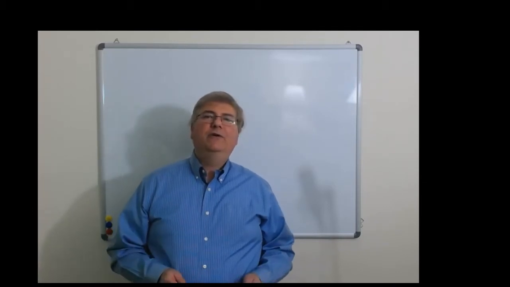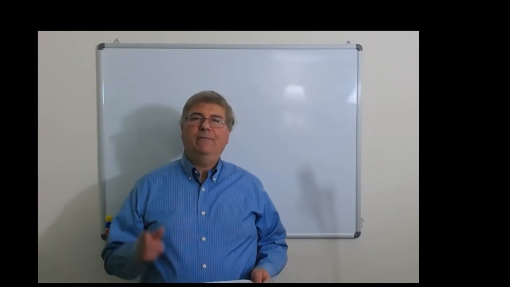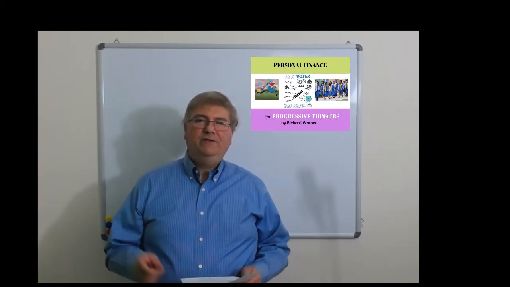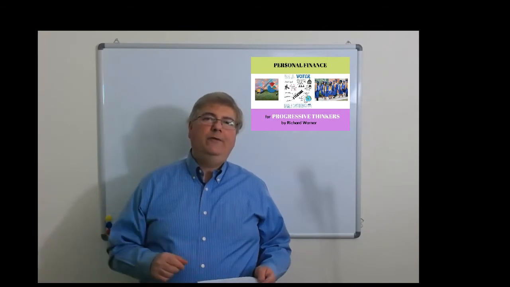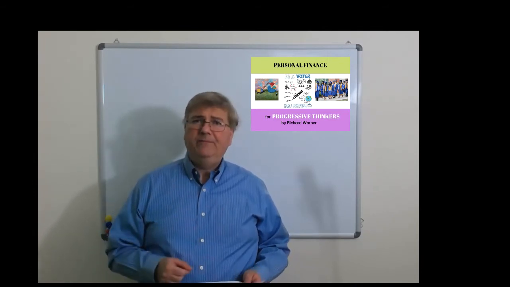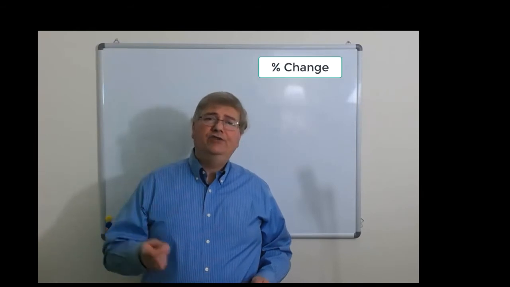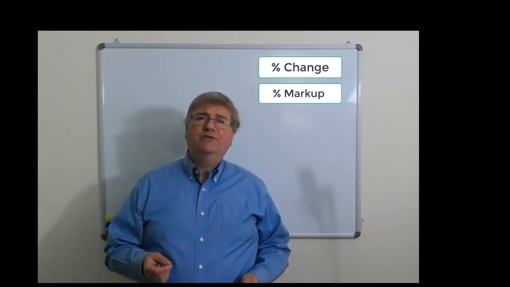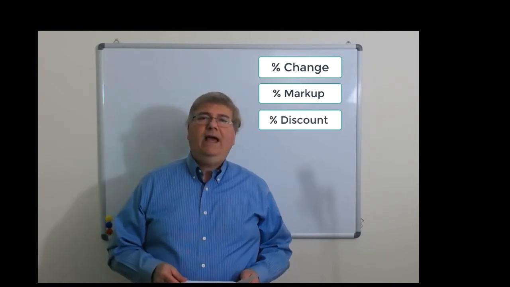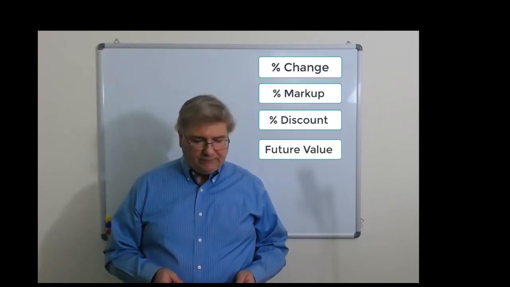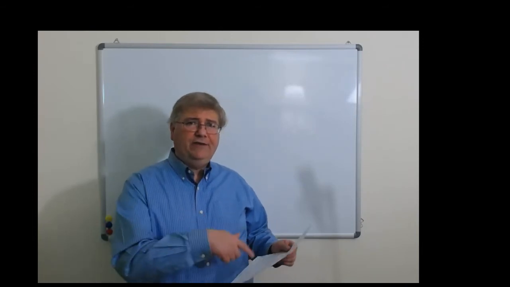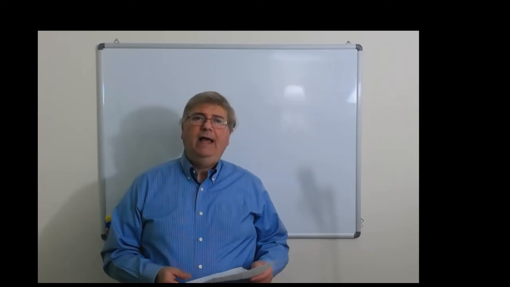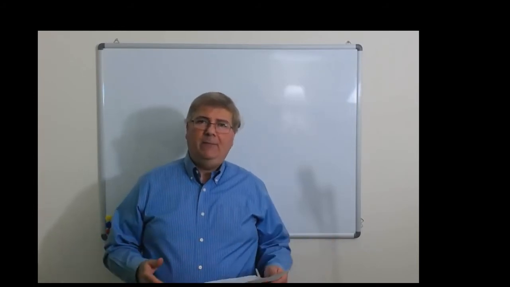In today's video, we're going to go over some of the problems at the end of Chapter 4 from Personal Finance for Progressive Thinkers. These problems apply the four formulas that I mentioned in the intro video, which are the percentage change formula, the percentage markup formula, the percentage discount formula, and the future value formula. Now, these problems are not necessarily in any particular order, so I'll just go over a few of them with you and try to cover the gamut, as it were.